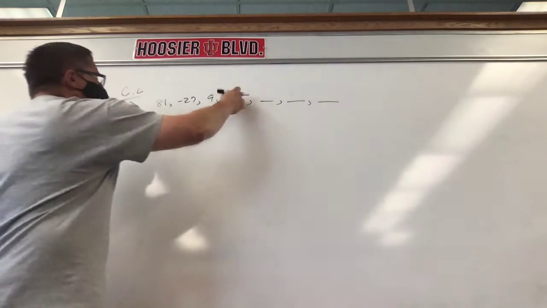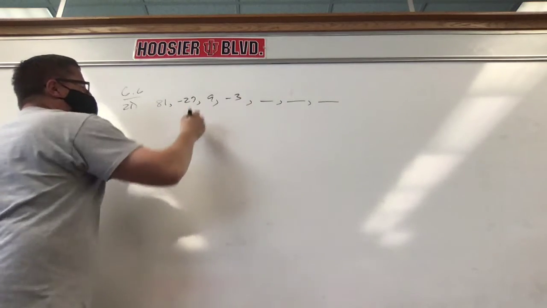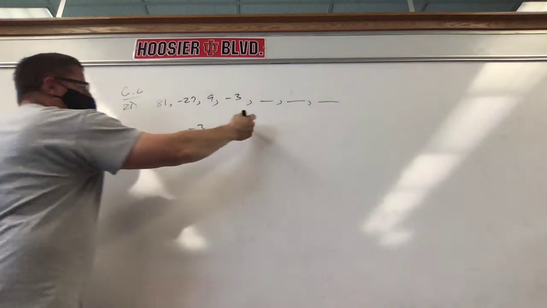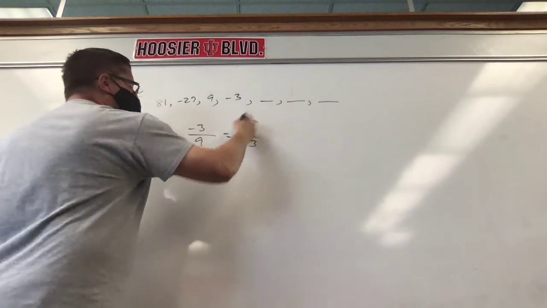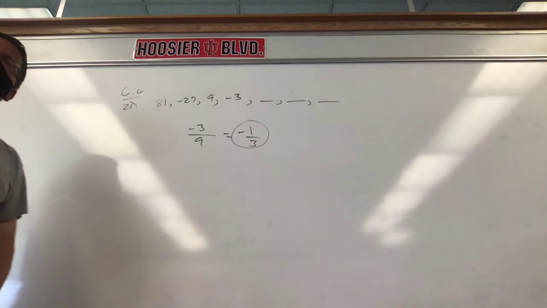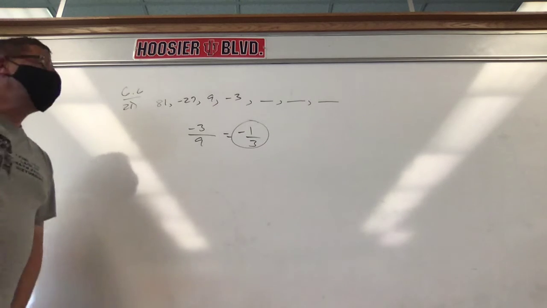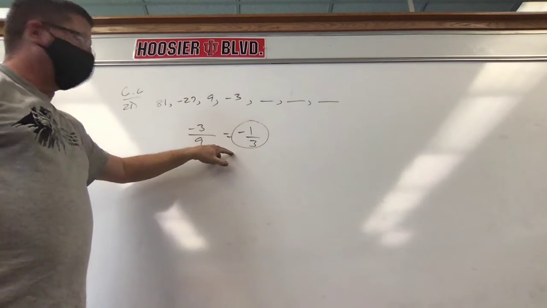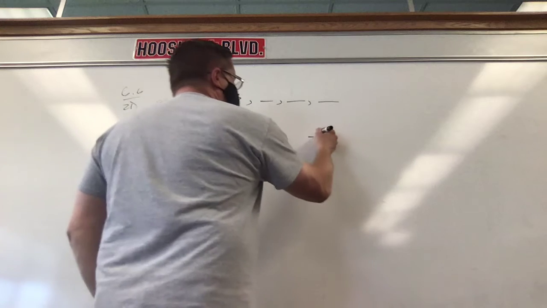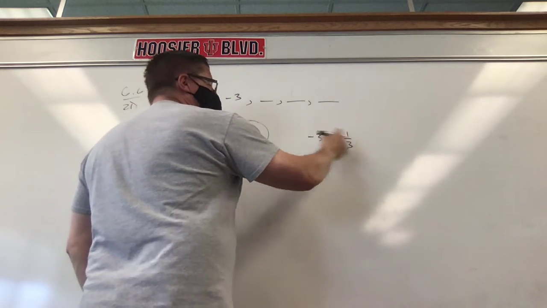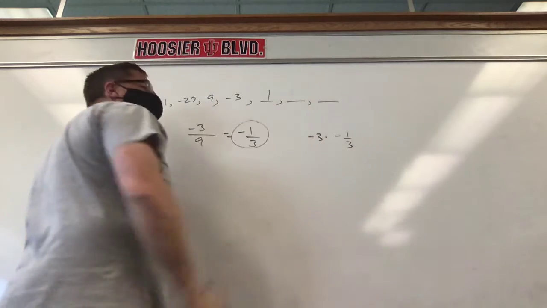So let's take any number. I'm going to take negative 3 and divide by the number in front of it, 9. And 3/9 simplifies. 3 goes in here 1 time, 3 goes in here 3 times. I want to make sure you understand what negative 1/3 means. That's what you're timesing by. So how do I find this next number? I take negative 3 and times by negative 1/3. A negative times a negative is a positive. These 3's cancel, and we get 1.